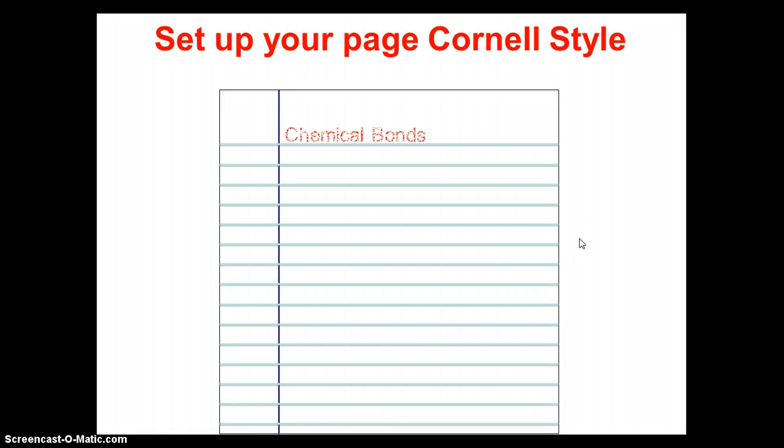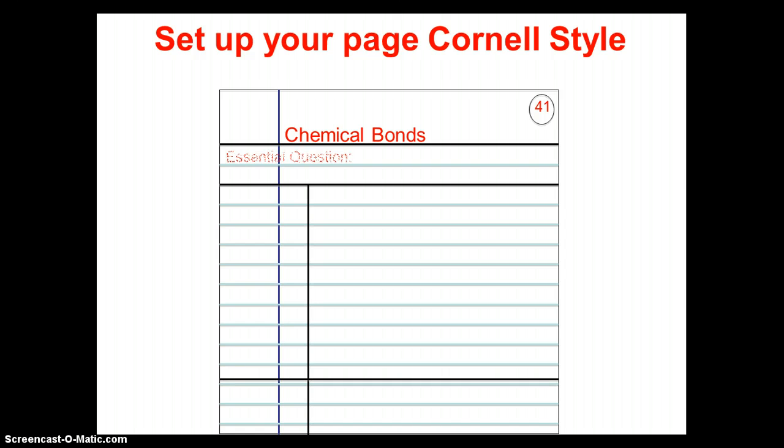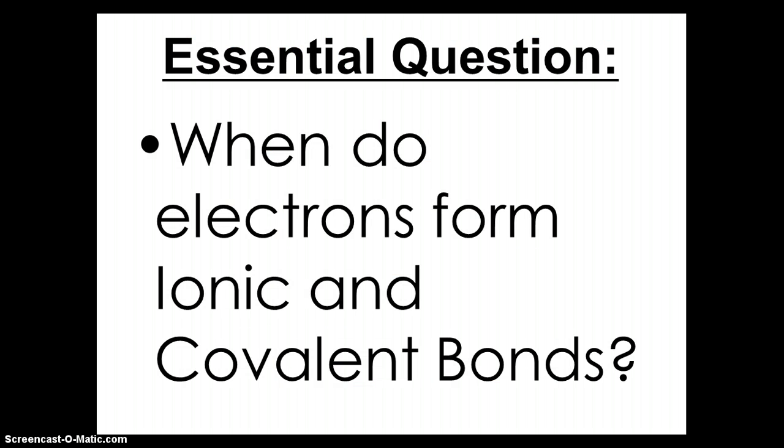Set up your page Cornell style on page 41. Title is Chemical Bonds, and set up for your Cornell notes for essential questions, notes, questions, vocab, and summary at the bottom. The essential question is, when do electrons form ionic and covalent bonds?